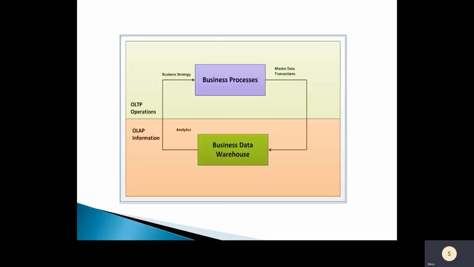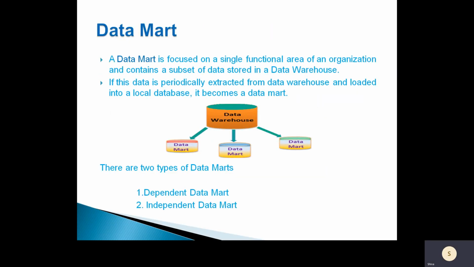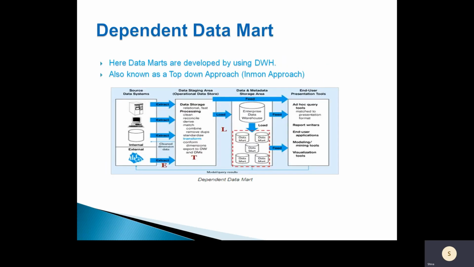And the second one is data mart. A data mart is a subset of data warehouse. We have two types of data marts: one is dependent data mart and the other is independent data mart. Dependent data mart depends on the data warehouse. It is used for big businesses, big organizations. We can call it a dependent data mart, also the top-down approach, which is provided by Inmon.